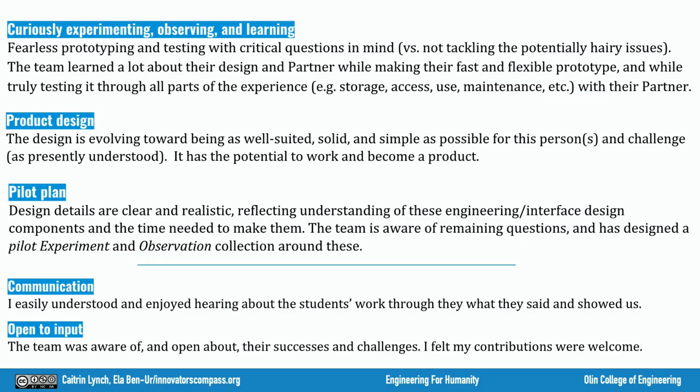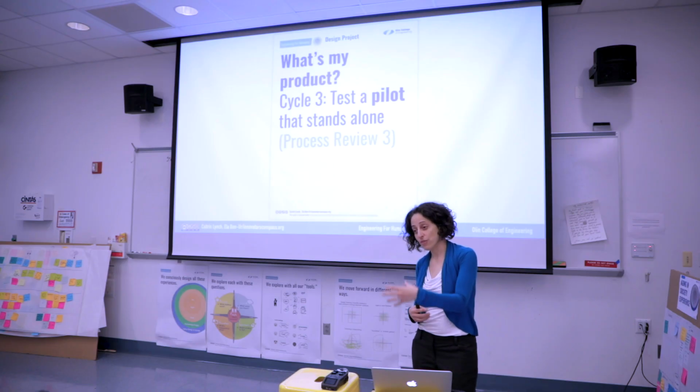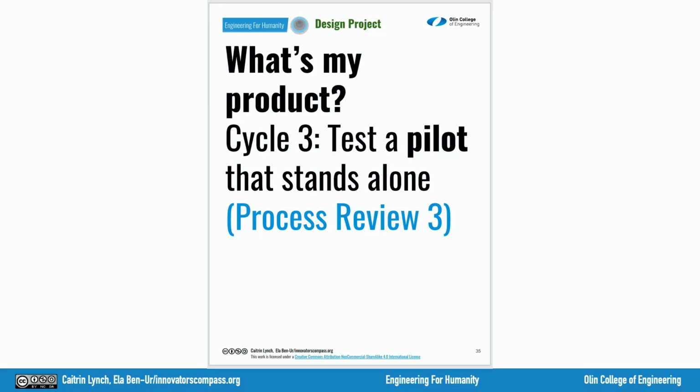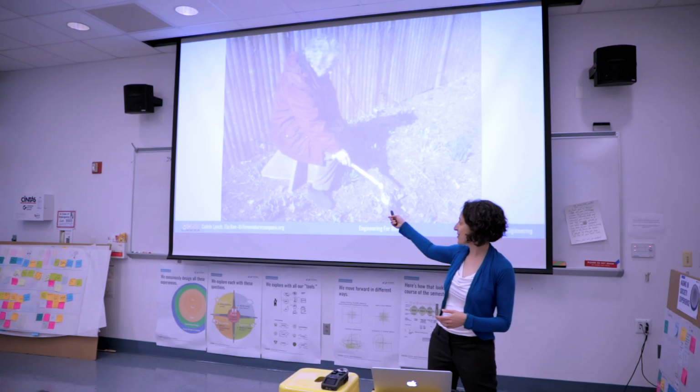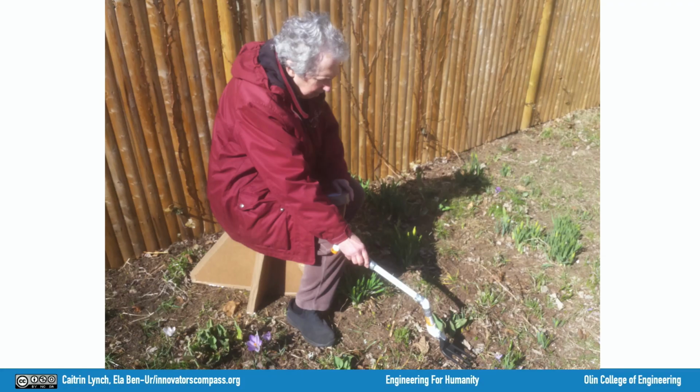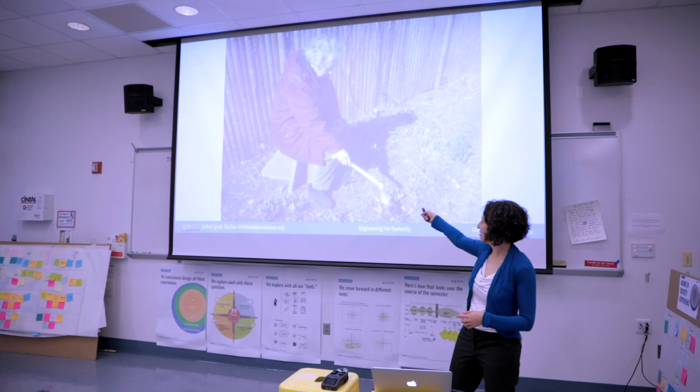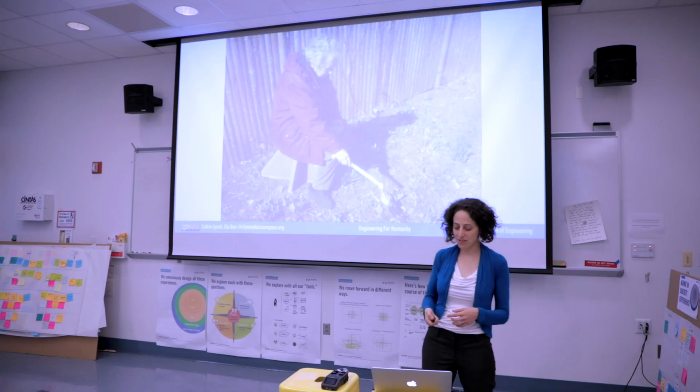You've prototyped enough with them in context that you've evolved that and you're ready to leave something with them for a while, a pilot that stands alone. In this example, we have the physical one here that we can show, but this is a gardening stool, so you can see the prototype. The pilot here still isn't colored or anything like that, but she's able to work in her garden and see how it works.